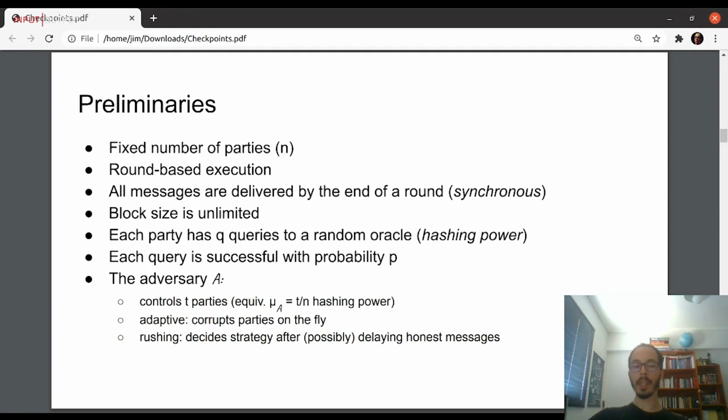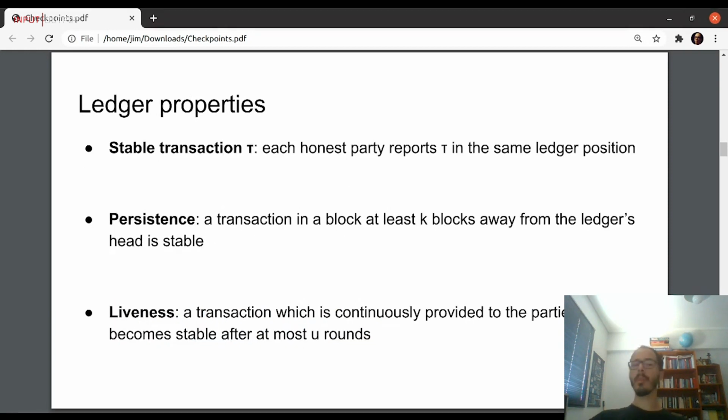Now, the adversary controls T out of the whole N parties and is adaptive. That means that they can corrupt parties on the fly as they wish, and also is rushing. So the adversarial messages are always delivered first, or rather, the adversary decides the order of delivery of the messages to the various parties.